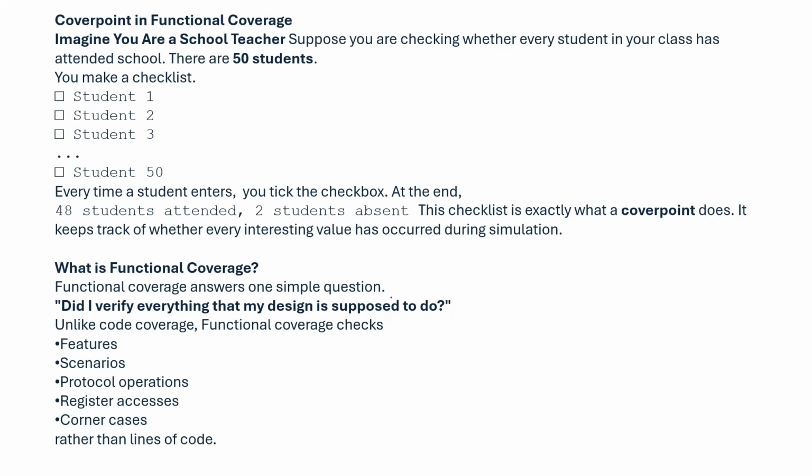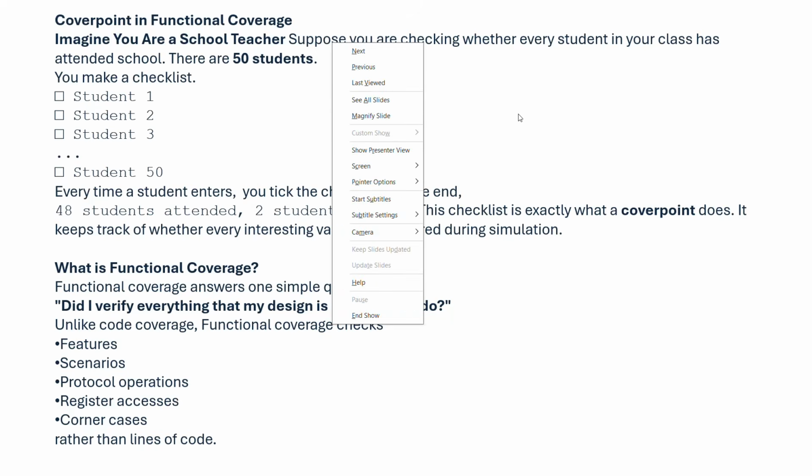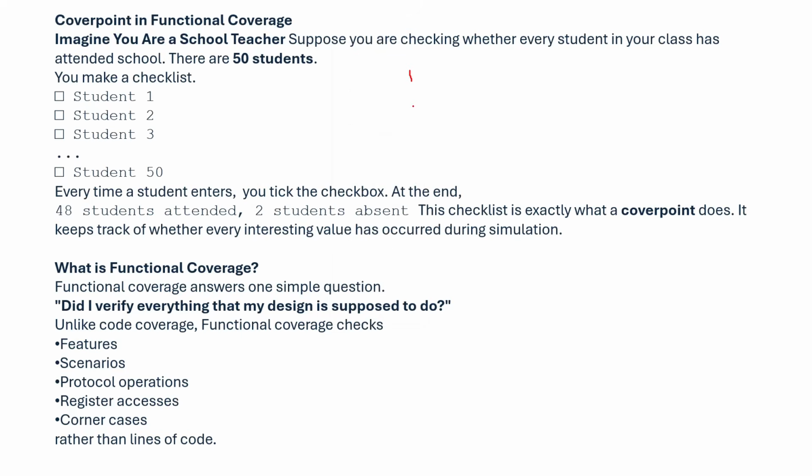See, in our schools we are taking attendance, right? So 1 to 50 members are there. In that different names are there. Student 1, that means a is the student, b is the student, is present or not. Okay, tick mark it. So then we'll know, okay, these students are present and these students are absent. Same way this cover point is doing exactly. So this checklist is exactly what a cover point does.